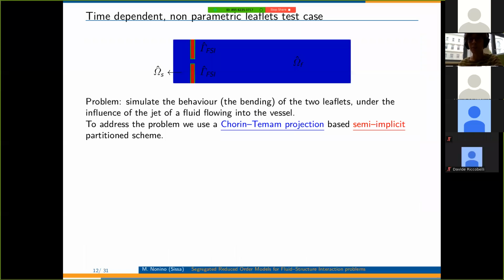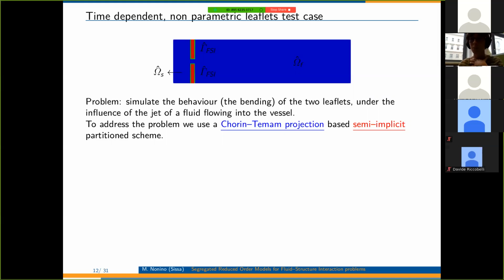Let me present, first of all, the test case setting. We are in R2. In blue, we have the fluid reference configuration. In red, we have the solid reference configuration, and I hope it is visible, but in green, we have the reference fluid structure interaction interface. What I wanted to do is simulate the bending behavior of the two leaflets under the influence of a fluid flowing into the channel.